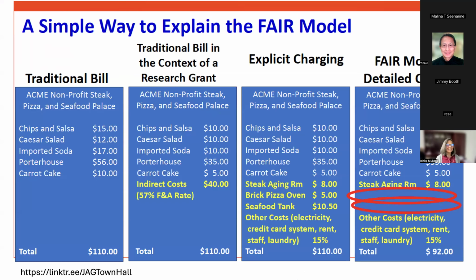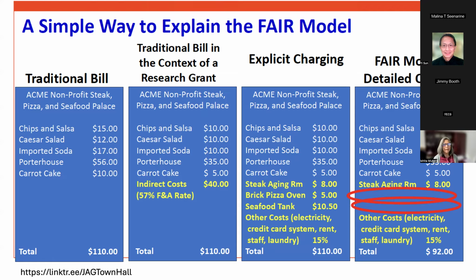Okay, so we're back to the restaurant example where we had moved to thinking about the explicit charging here. So I'm just going to come back to this receipt where we got to see how much we were being charged for some of the things that we would normally have considered as indirect costs. And so we have the specific costs for the different things that are needed for the food, and then a generic percentage rate for these other costs like electricity and credit card system and so on.